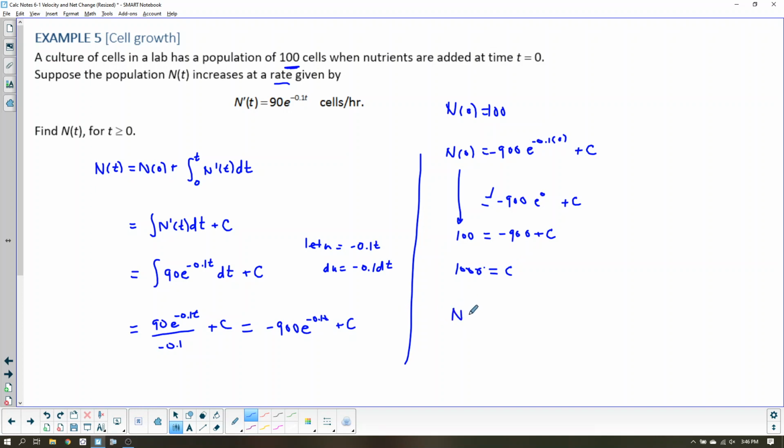So then we can write our actual function. N of t is 1,000 minus 900 e to the negative 0.1t. And I just flipped it around because it looks nicer. And I believe that's all they asked for on this one.